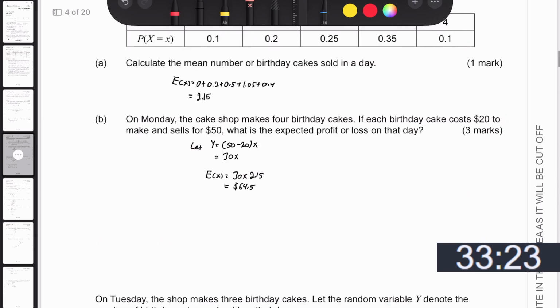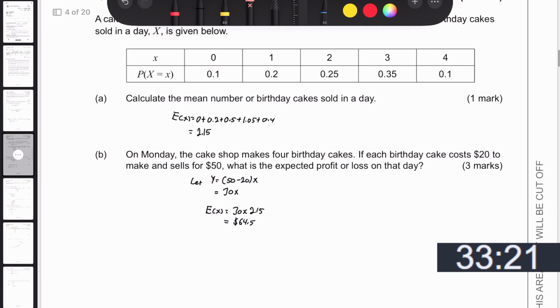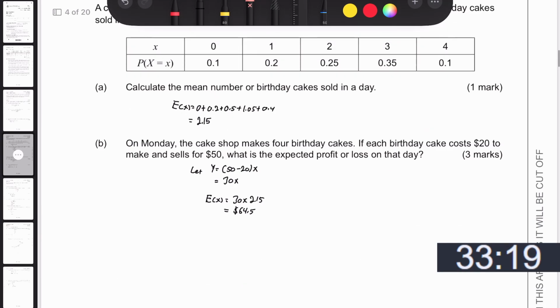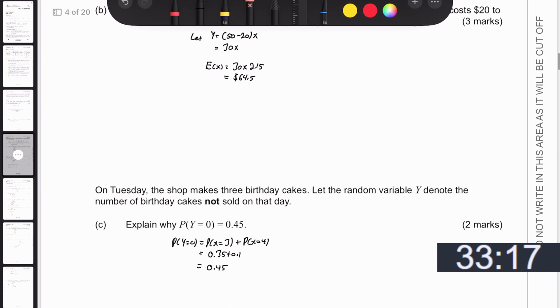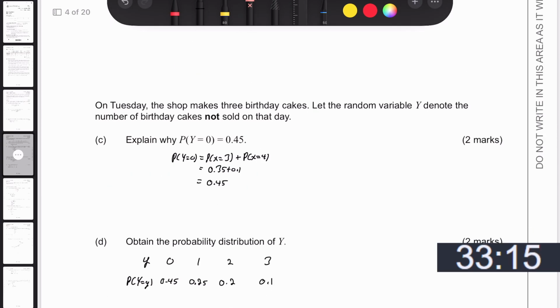So if you have 1 left over, you only sold 2. 2, 5. You have 2 left over, you only sold 1. You have 3 left over, you sold none. 2, 5, 0.2 plus 0.1 is 1.